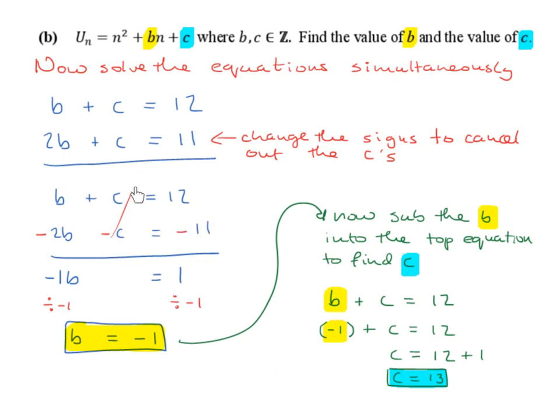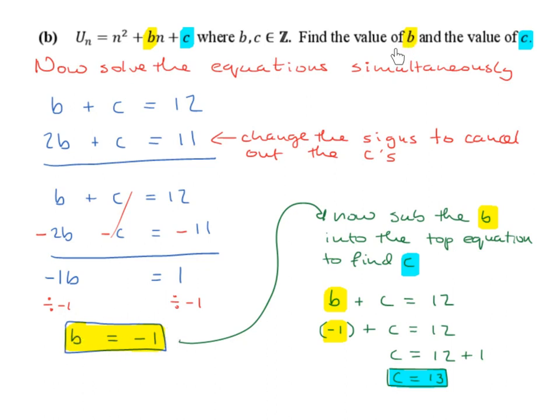Now the c's will cancel. C take away c is 0, so they'll cancel out. And 1b minus 2b is minus 1b. And 12 minus 11 is 1. Now to get the b on its own, we divide by what's stuck in front of the b. So minus 1 divided by minus 1 will just give us b. We're just left with the b. And 1 divided by minus 1 is minus 1. So b is equal to minus 1.